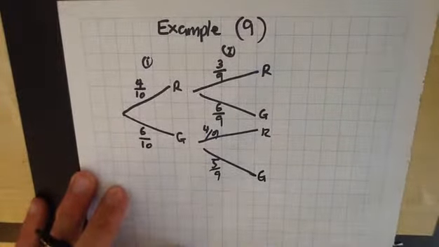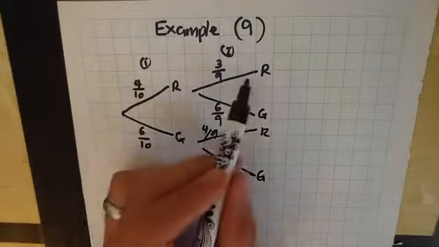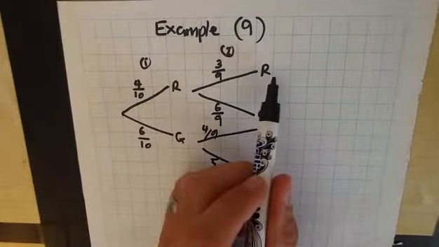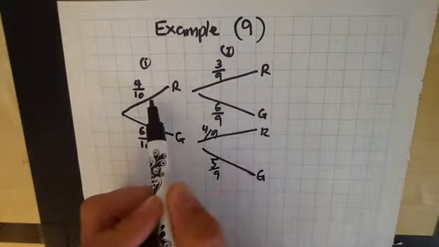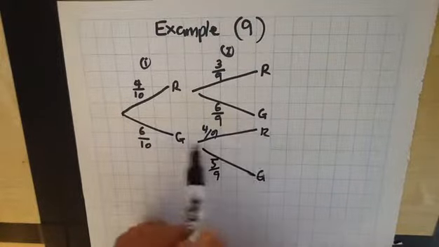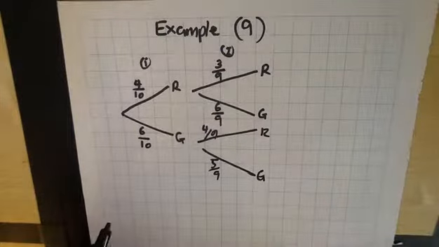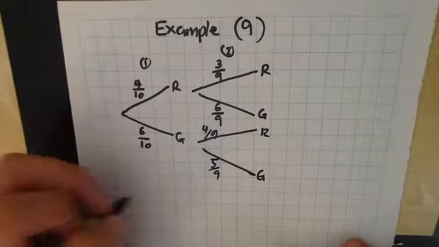Alright, what I want to show you is this. What you should notice is that every entry on the branches has a conditional probability. So if you get red here, it's on the condition that you also got red here. And if you get red here, it's on the condition that you got green here. Okay, so there's conditional probability here. So let's look at the multiplication rule.